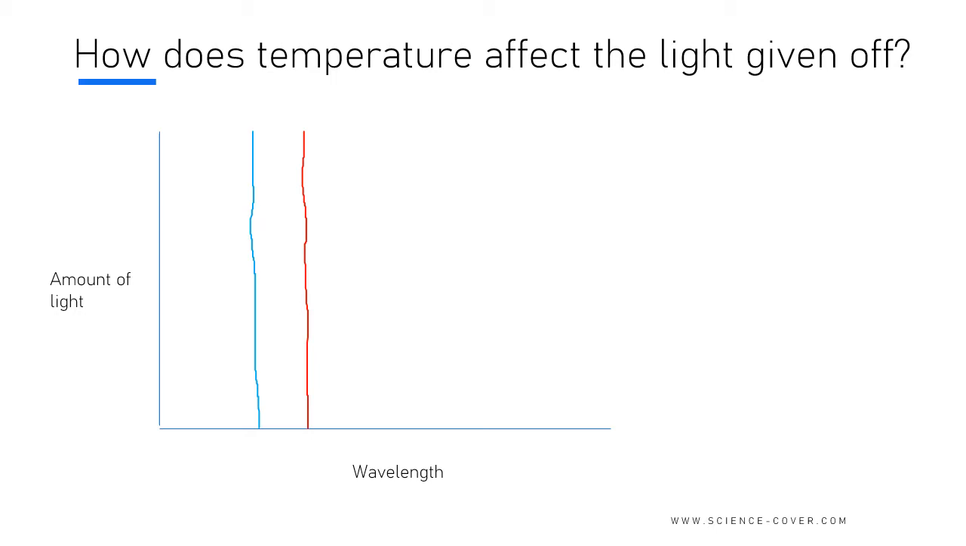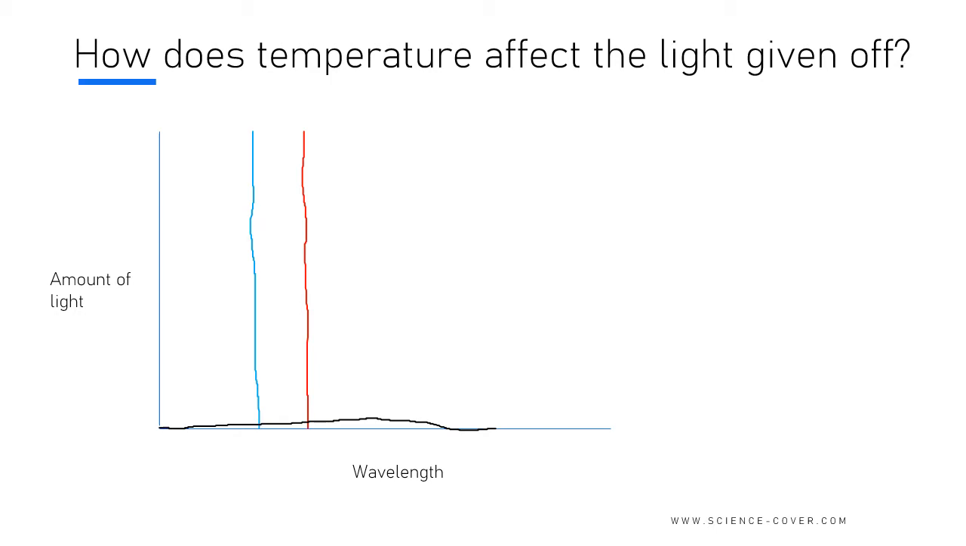Now, if we take an object that is at room temperature, that object is not that hot, so it will give off very, very little light of any kind, but mostly it'll be the higher wavelengths, the infrared light that we'll be detecting at this point.